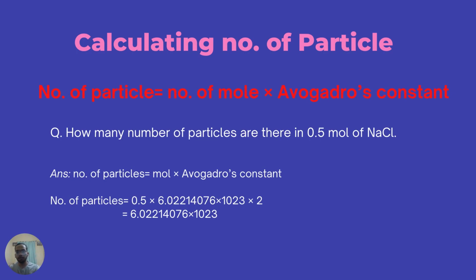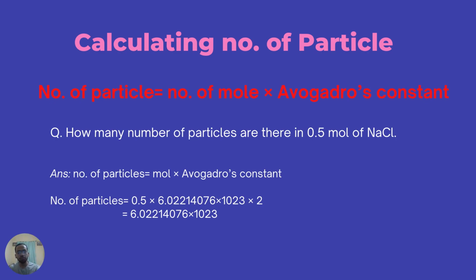Calculating the number of particles. The formula for calculating the number of particles is number of moles × Avogadro's constant, which is basically 6.02 × 10^23. A question is given like: how many particles are there in 0.5 mole of NaCl, or sodium chloride?